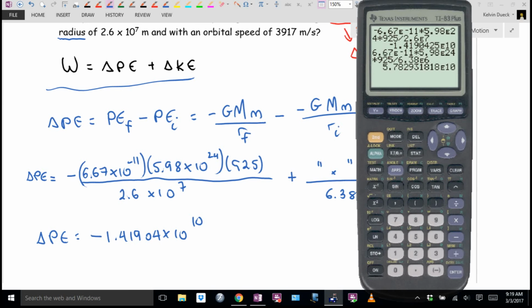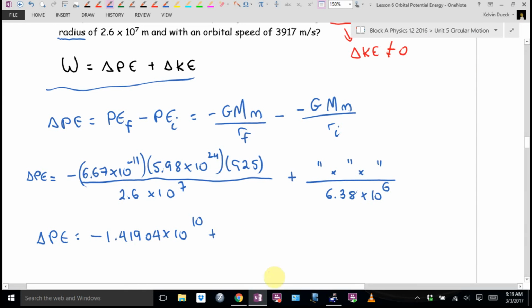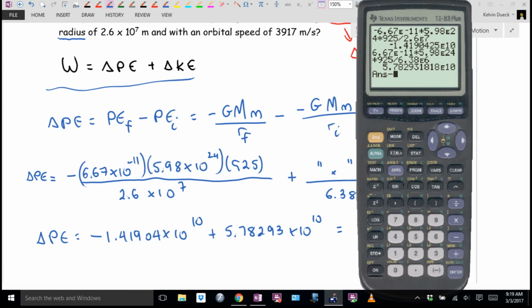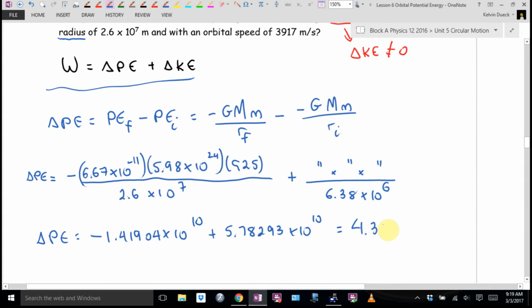5.7829 times 10 to the 10th. What did I say it was? 5.78293. So it's going to be that number, take away 1.41904 times 10 to the 10th, 4.36389.